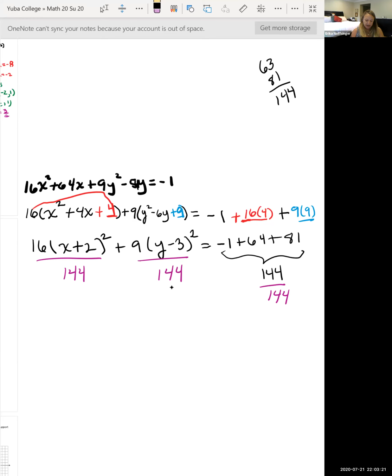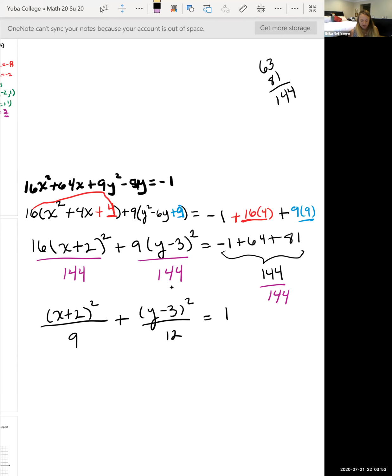So 16 actually goes into 144, and that's 9 times. So we can rewrite this as x plus 2 quantity squared all over 9 plus y minus 3 squared all over 9 goes in there 12 times equals 1.